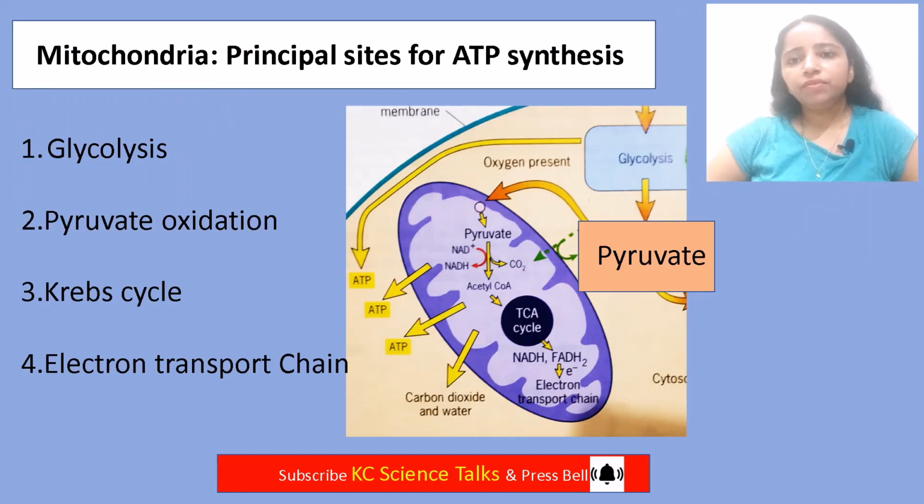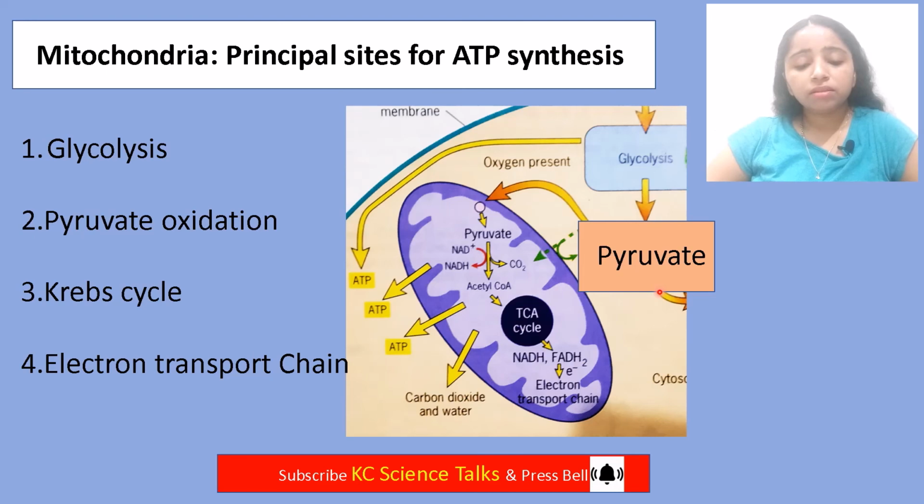Now coming to the function of mitochondria. Mitochondria are the principal sites of ATP synthesis, or we can say that most of the ATP which a cell requires comes from mitochondria. In order to harvest energy from glucose in the presence of oxygen, these 4 steps are required. The first step is glycolysis. This step does not require oxygen and it occurs in the cytosol, and it converts glucose into pyruvate. Pyruvate is an energy-rich compound, and a lot of energy can be extracted from it.